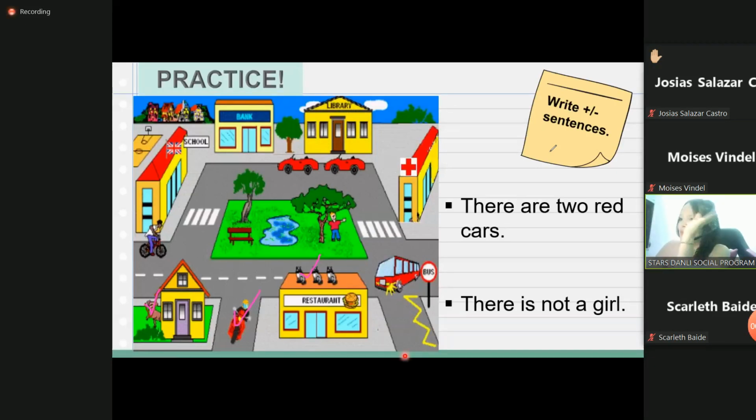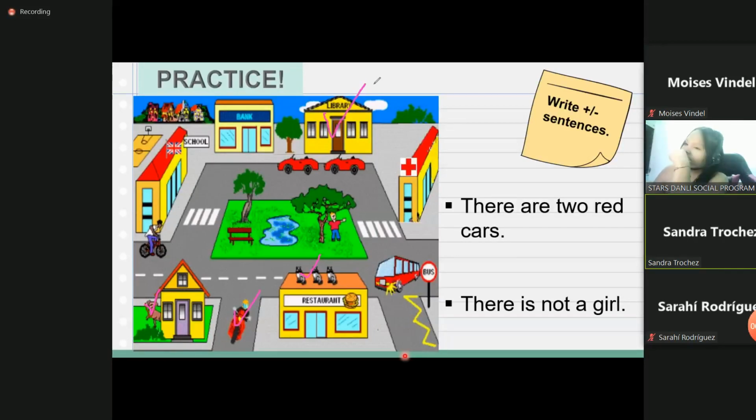Se la acepto. Now, let me see, Sarai. There is a library. Yes, here we have, there is a library. Now, let me see, Sandra. There is a lake. Yeah, like a lake, right? Vamos a llamarlo un lake. It's okay. Now, let me see, Nora.